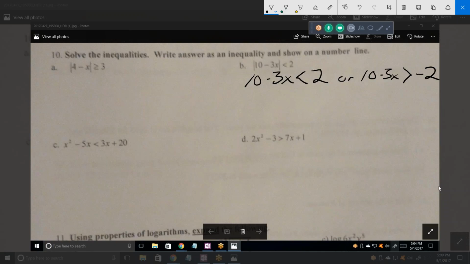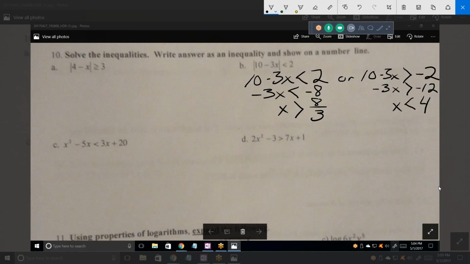In other words, tell me what the next line is, what I really mean. -3x is less than -8. And the next line. x is greater than 8/3. Good. And then over here on the right side, solve that. -3x is greater than -12. And then x is less than 4.